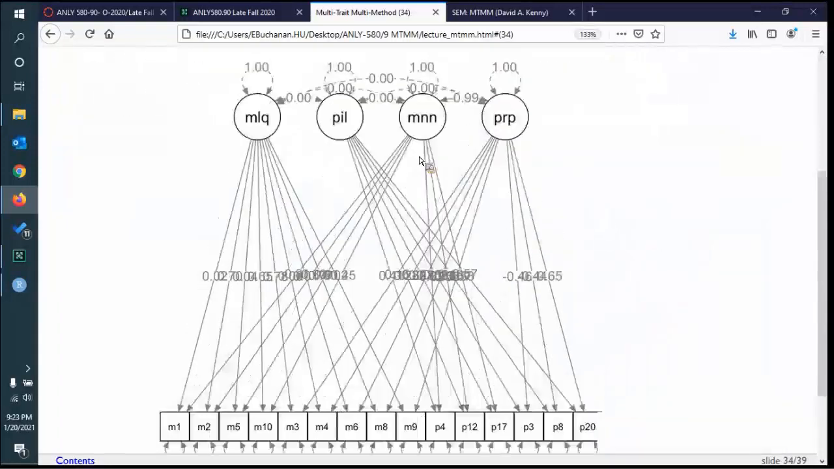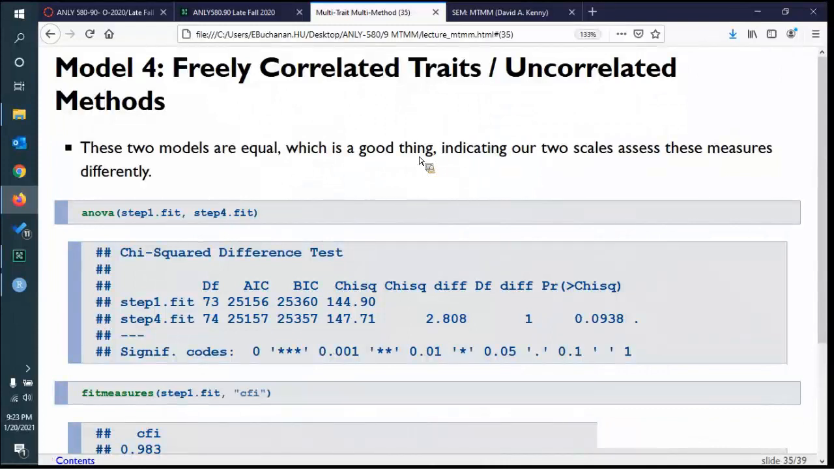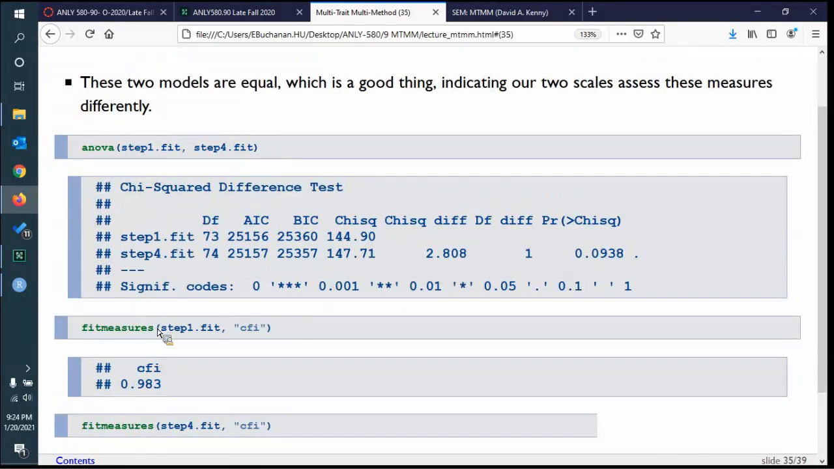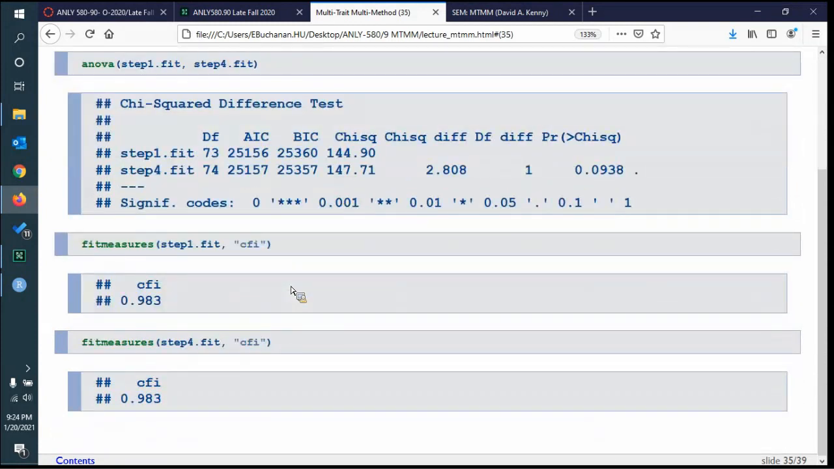I've plotted the model. And what gets people is, don't forget, this one we want them to be equivalent. So this indicates that our scales assess these measures differently. So there's divergent validity in the methods. So you actually want this step to be the same. And so I've looked at my CFI, and they're the same. So we've got like half good results, half bad results. So in summary, I've got to rethink my latent variables, but otherwise these measurements seem okay. But I don't actually know what they're measuring, right? So that model 3, where the traits are the same thing, is particularly problematic.